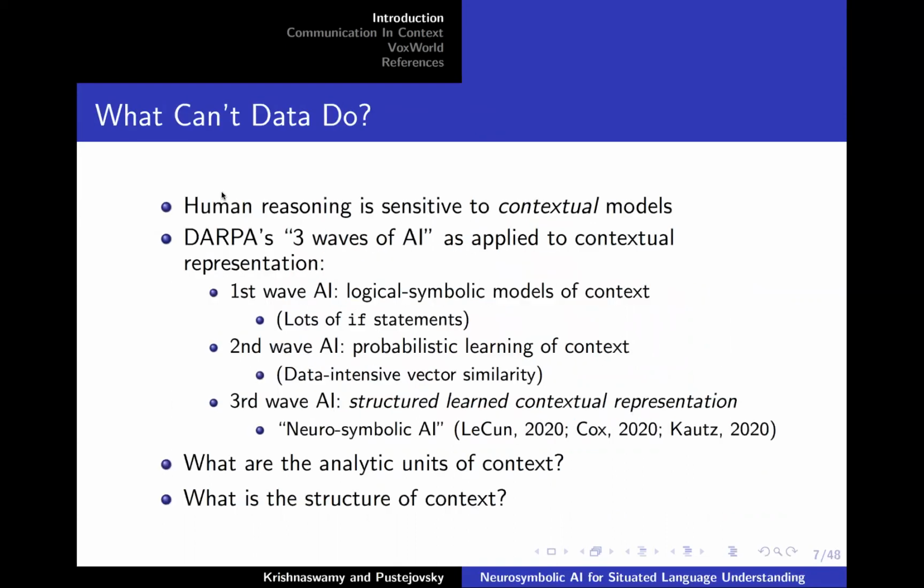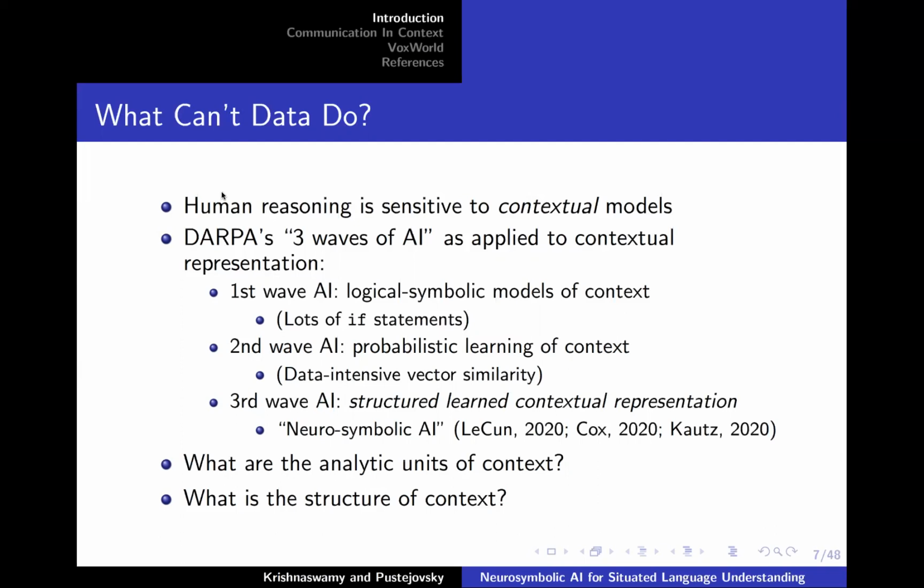So human reasoning is sensitive to contextual models, and I do a lot of DARPA work, and DARPA has this term, the 3 waves of AI. As applied to contextual representation, here's my take on it. The first wave of AI, as you all know, lots of logical symbolic models of context. In practice, this may be a lot of if statements.